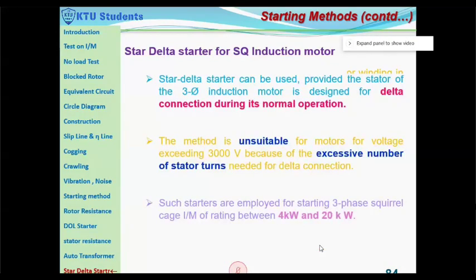And the star delta starter provides a stator of three-phase induction motor designed for delta connection during its normal operation, and it is unsuitable where the voltage exceeds 3000 volt and an excessive number of stator turns are required at that condition. It is limited to 4 kW to 20 kW.